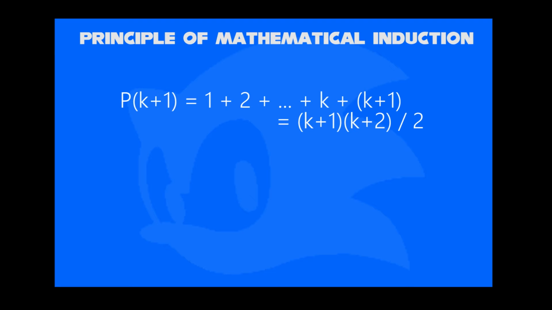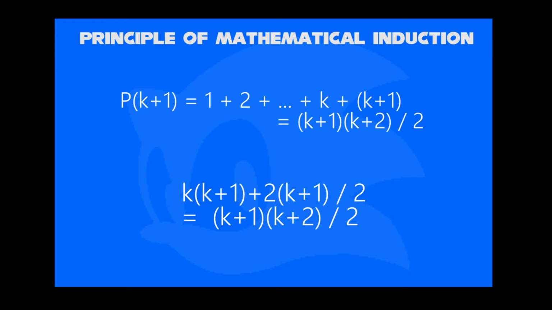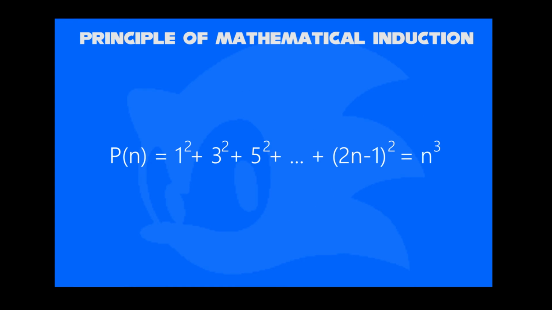We add k plus 1 after k on the left-hand side, and we have to prove that the right-hand side is (k plus 1) times (k plus 2) divided by 2. First of all, start with the terms of k, that is k times (k plus 1) divided by 2. Then add k plus 1, and factorize the numerator by the multiple of 2. This becomes k times (k plus 1) plus 2 times (k plus 1), divided by 2. Then we get (k plus 1) times (k plus 2) divided by 2. That gives the proof.